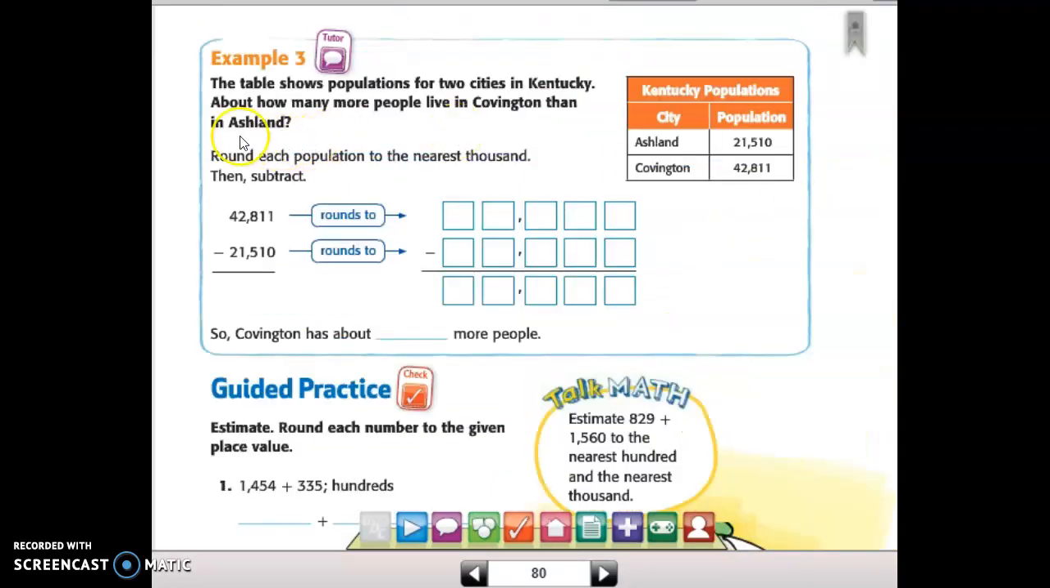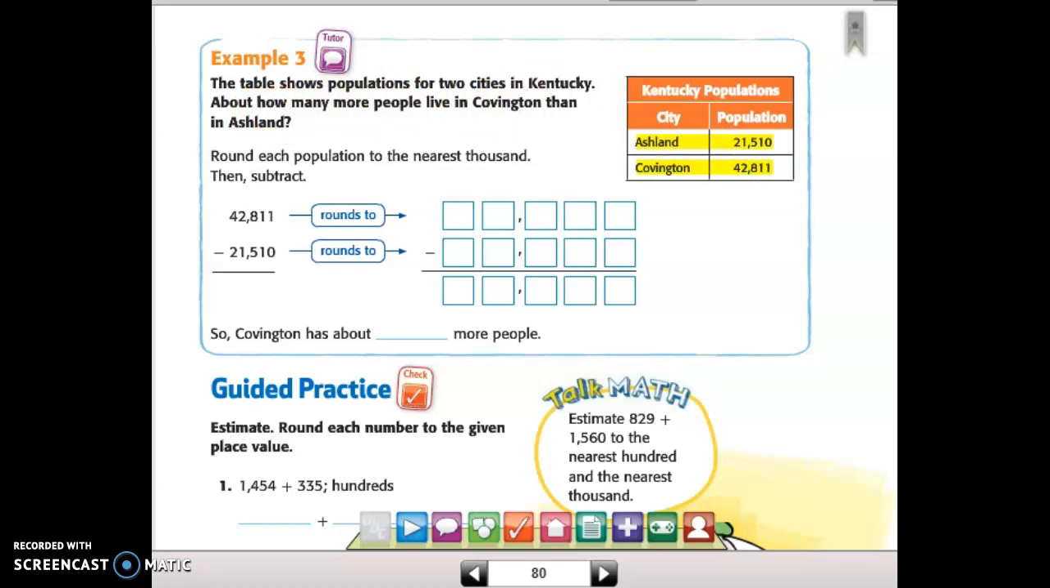Last example. The table shows populations for 2 cities in Kentucky. So the information I need are in the table, Ashland and Covington. About how many more people live in Covington than Ashland?